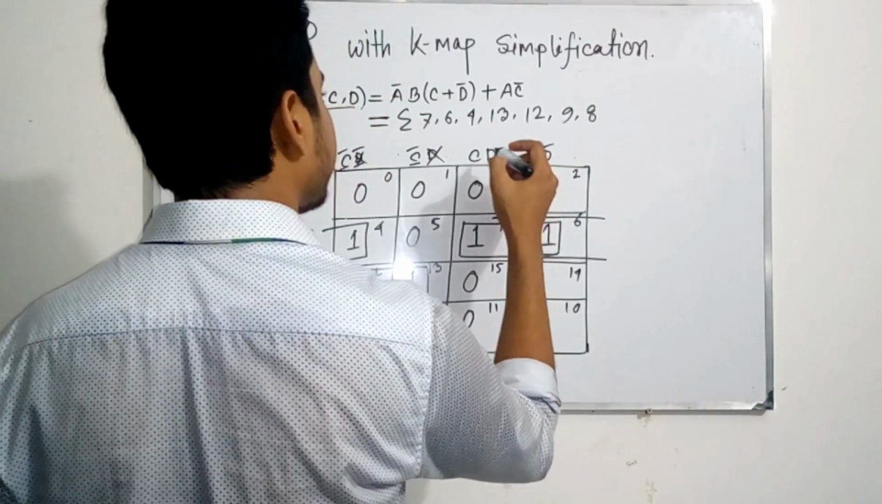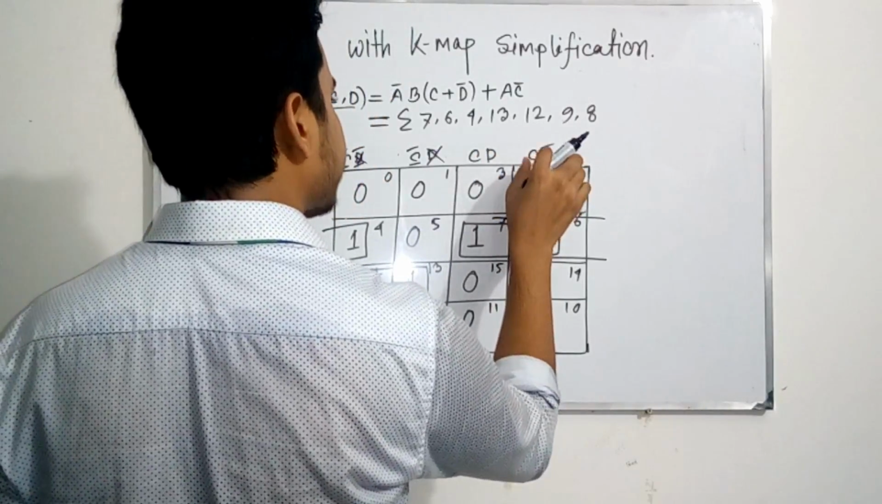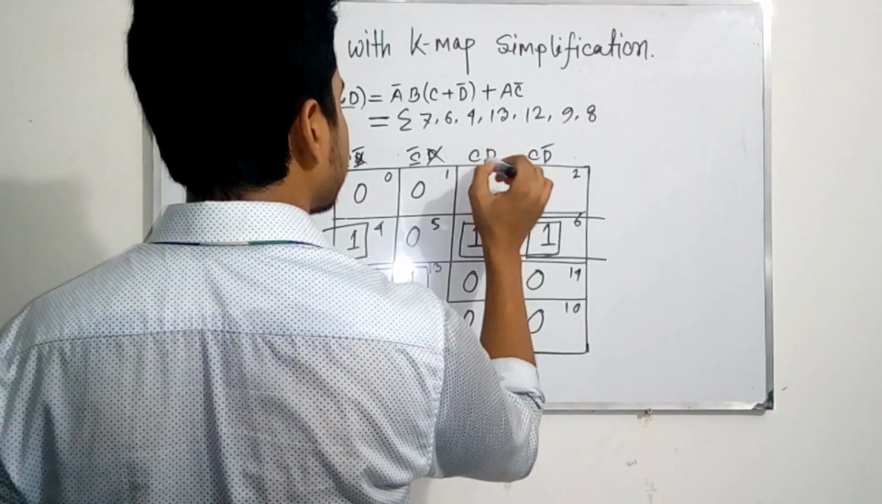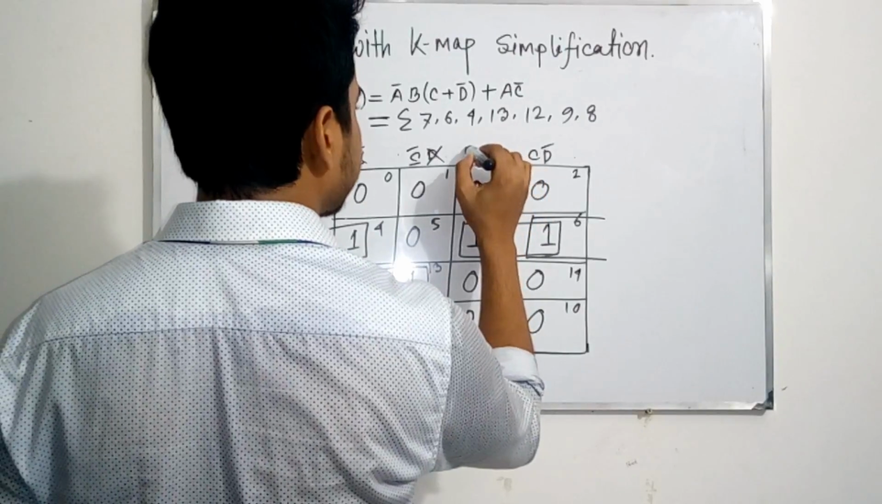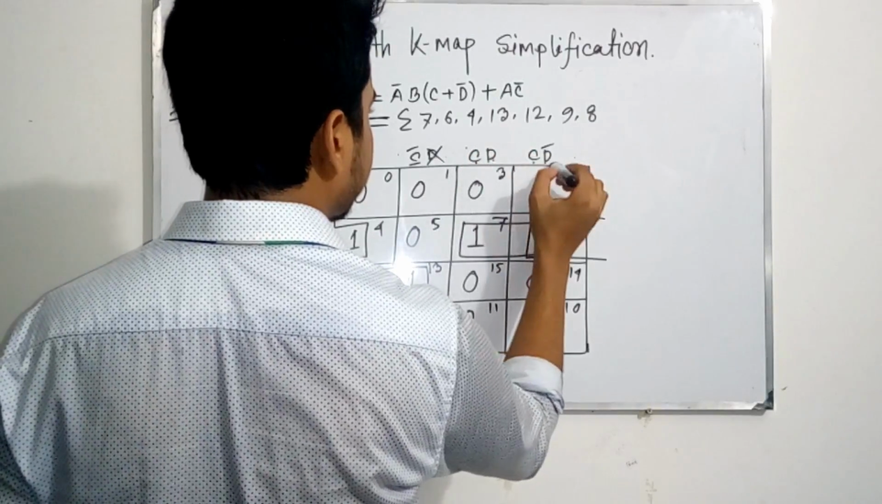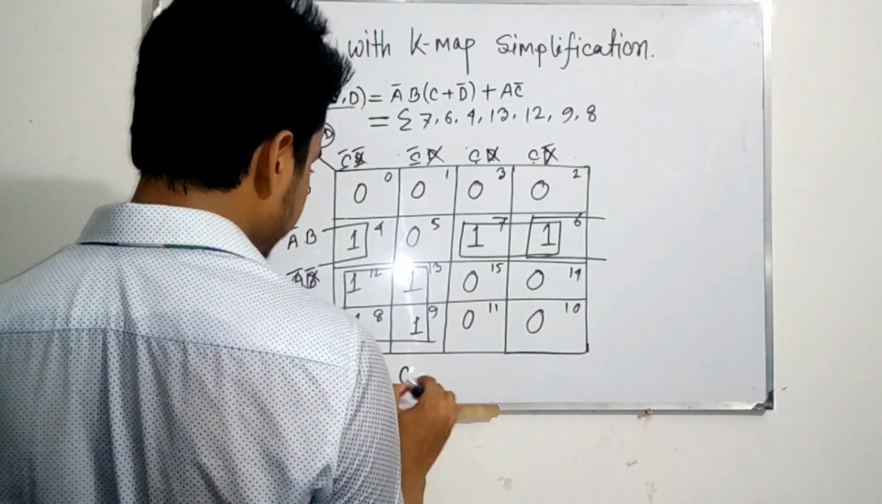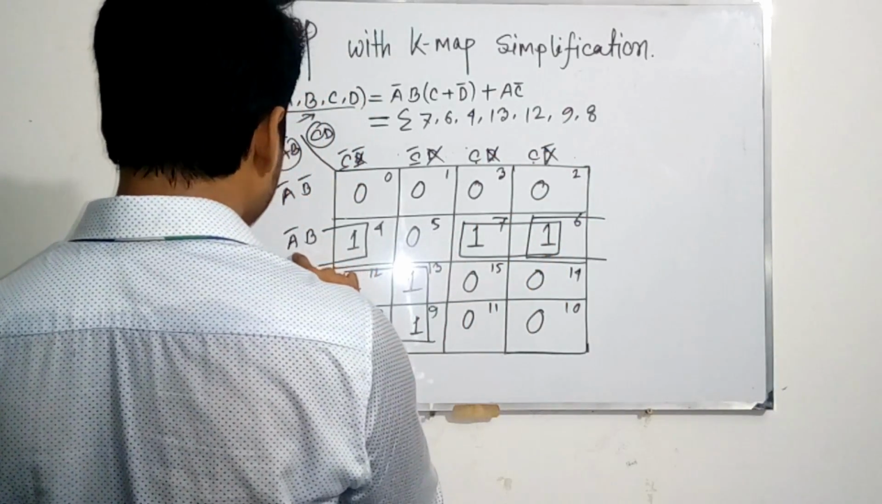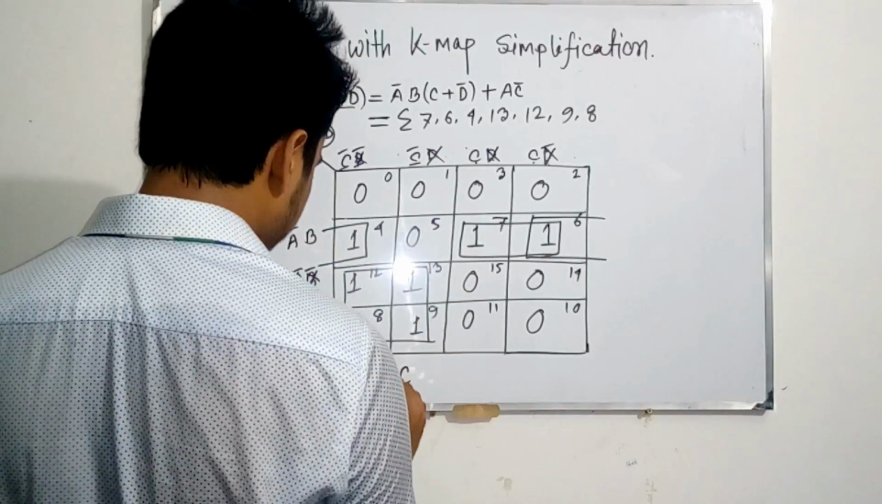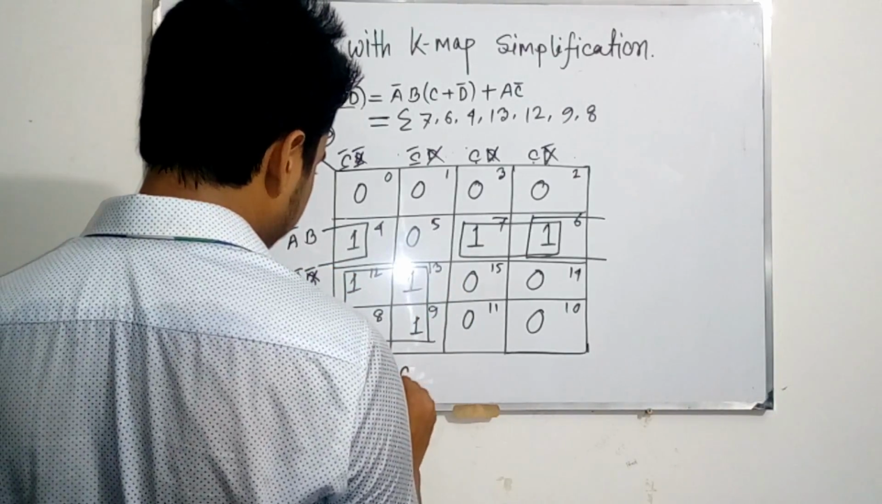Plus, for this box there are two columns also, C D and C D bar. As we said previously, the changeable variable we cannot pick up, we just pick up the same. So here C, here C, here D, here D bar. Here D is changed, so we just remove it. So we take C from this box, and for A not B there is no change, so A not B.